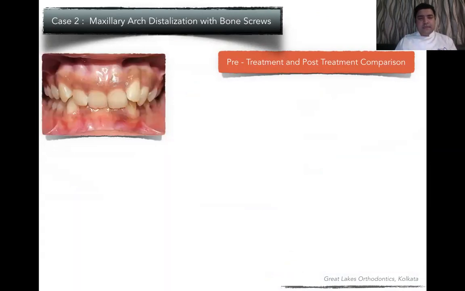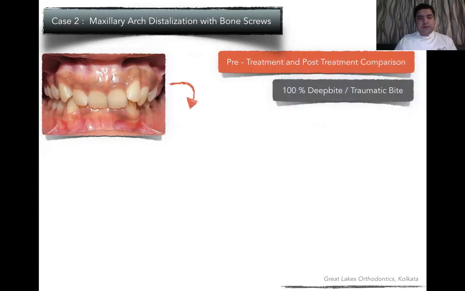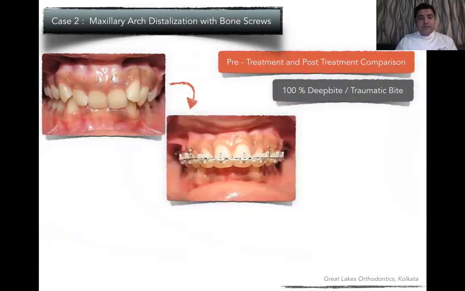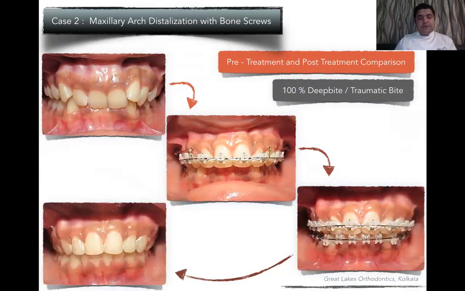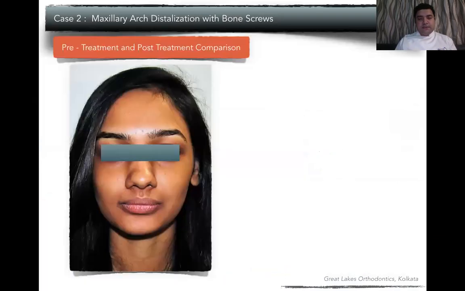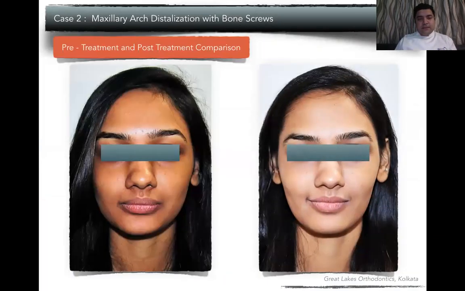So what happened to the anterior segment? You started with a 100% deep bite, which is very, very traumatic. That is one of the reasons she should go ahead with the treatment, which she did. This is the leveling and alignment phase, the distalization phase, then the settling phase. And finally, we have the deep bite absolutely corrected. She also has a good amount of overjet, which gives a good amount of incisal guidance. So what is the net result at the end of the day?